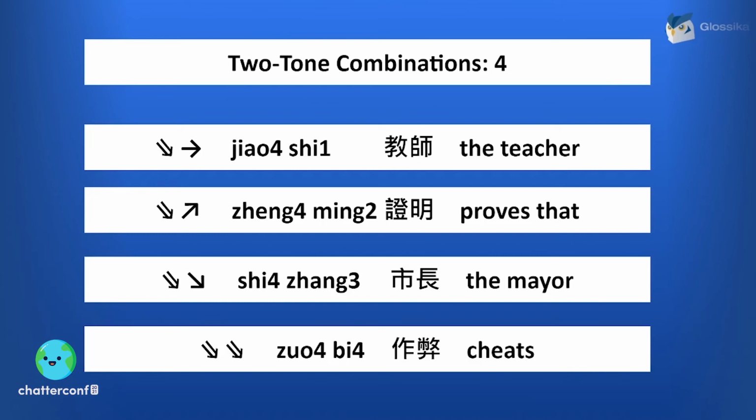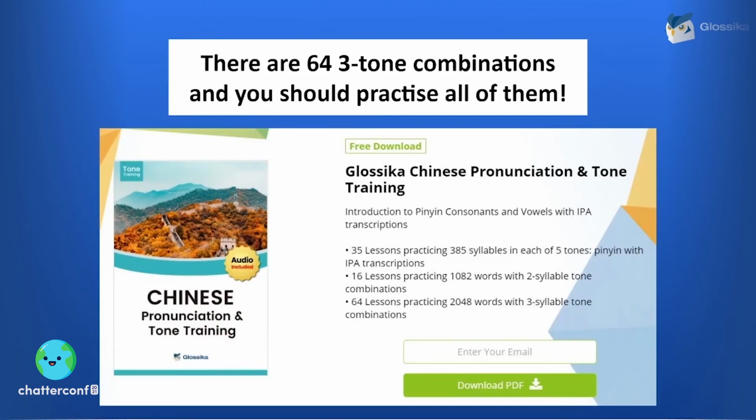Again, 教师证明市长作弊. So then just remember that your fourth tone has to come down forcefully from the top of your voice all the way down. So 教师证明市长, or 市长. You can just let it fall. Yeah, 市长. And then 作弊. All right, so when you have two fourth tones together, you really got to come all the way back up to the top and then drop down again. So 作弊. So you can download our Chinese pronunciation and tone training handbook. It has audio included, and there are also 64 three-tone combinations, and you really should practice all of them.